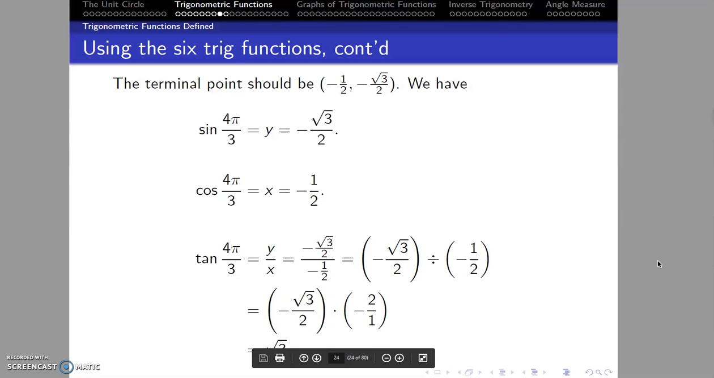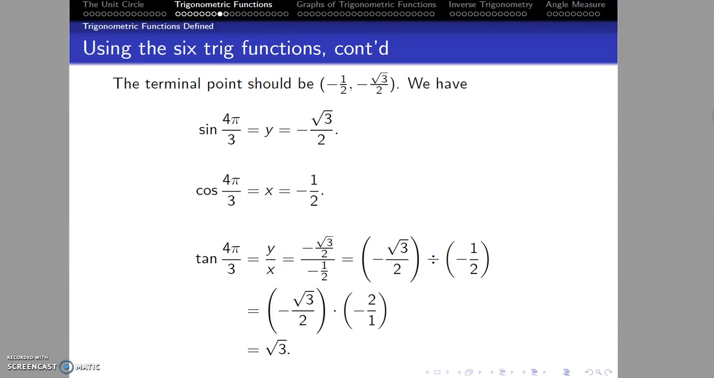Now I've got negative root 3 over 2 times negative 2 over 1. The 2's cancel, the negatives cancel. That's right, because negative times negative is positive. So your final value for tangent is just the square root of 3. Pretty cool. Of course, we're only halfway done, right?